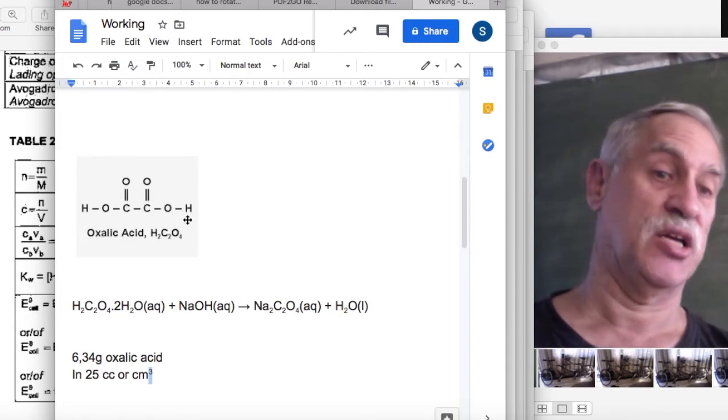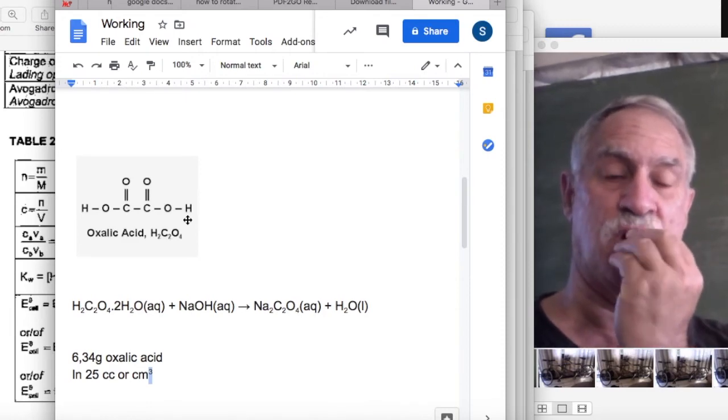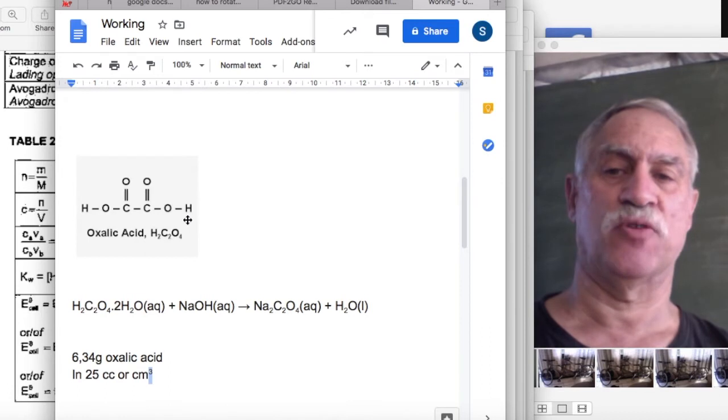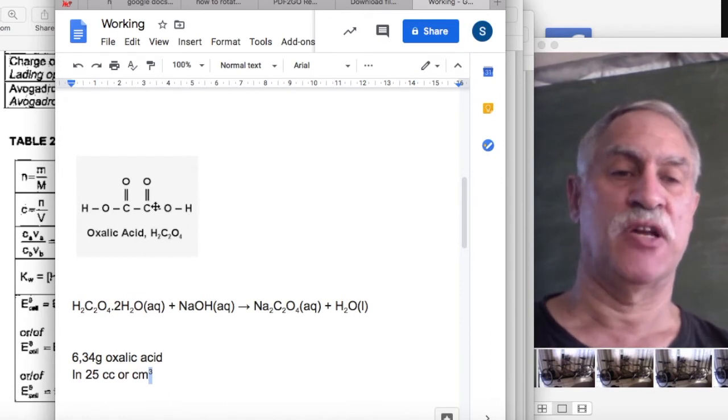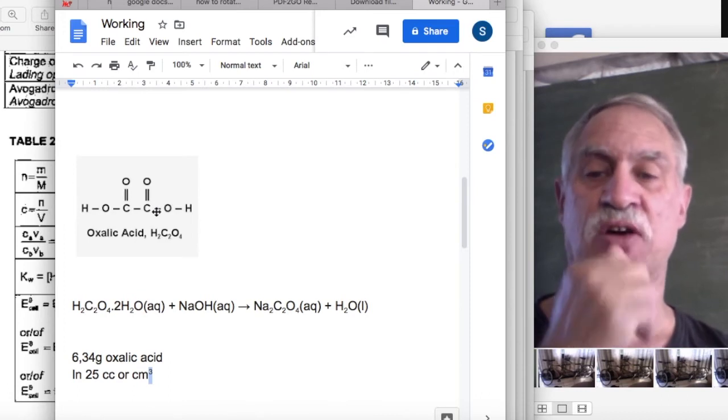Now, oxalic acid you can find in spinach. It sets your teeth, that Swiss chard, it sets your teeth on edge. And you also find it in three-leaf clover. It's got that bitter taste, that sour taste. It's a sour, it's an acid.